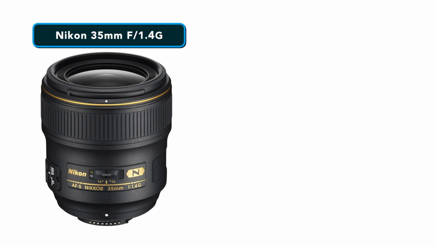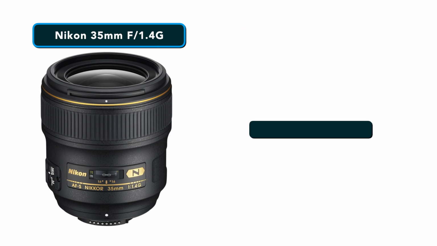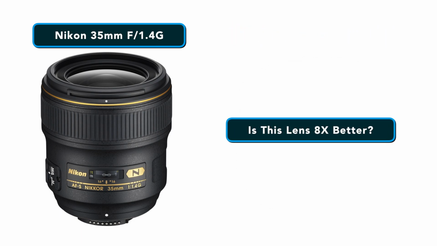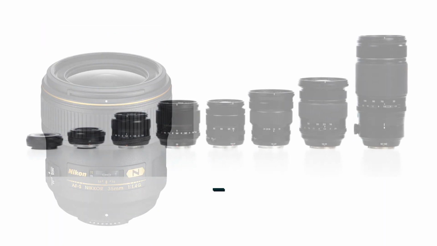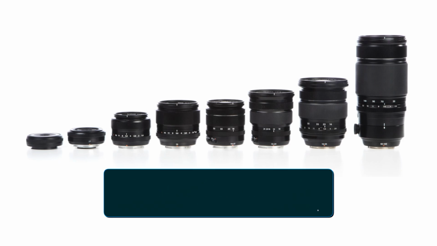Why, for example, does the Nikon 35mm f1.4G lens cost over 8 times more than the Nikon 35mm f1.8G DX lens? For many beginners, it's hard to understand why there is such a huge difference. Does it mean that the first lens is 8 times better? Not necessarily. Here is my 14-reason summary of why professional lenses cost so much more than consumer lenses.